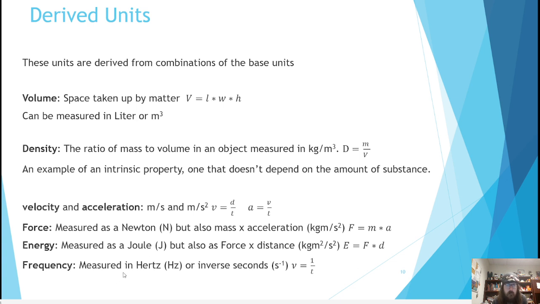And frequency, which we'll see later, which is hertz, often given as an inverse second. 1 hertz is equal to 1 inverse second. 1 inverse second would be 1 over seconds. So our frequency, our nu, is 1 over time.